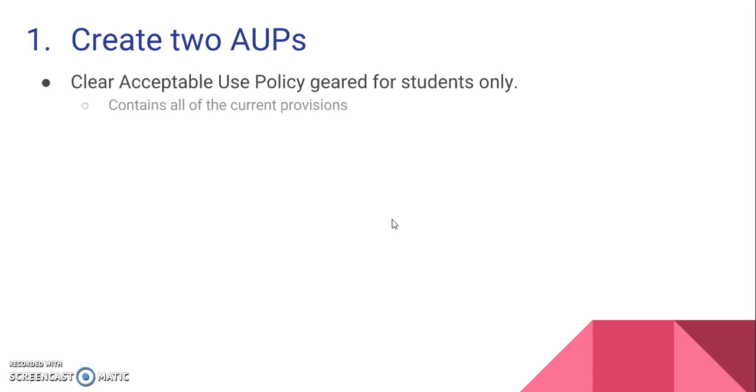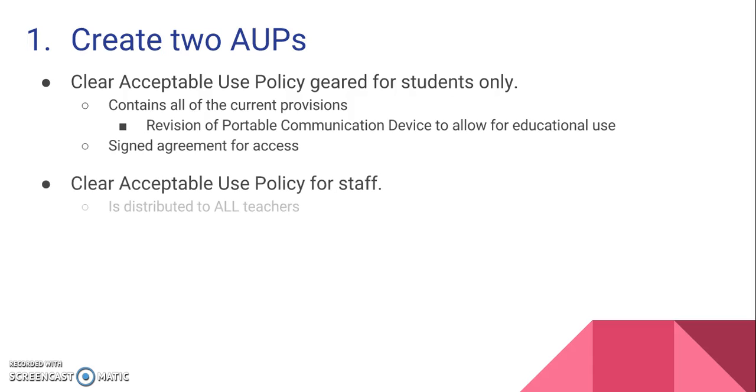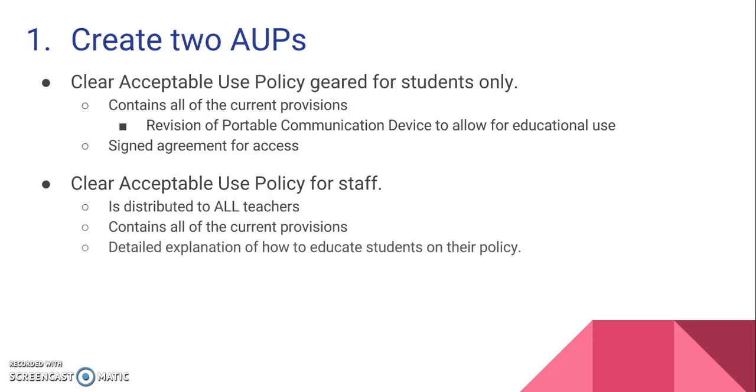The first step is that we need to create two very clear acceptable use policies, one geared for students and one geared for staff. The acceptable use policy geared for students should contain all of the provisions currently listed in IGT-RA, but should also include a revision of the portable communication device policy to allow for educational use of students' personal devices.